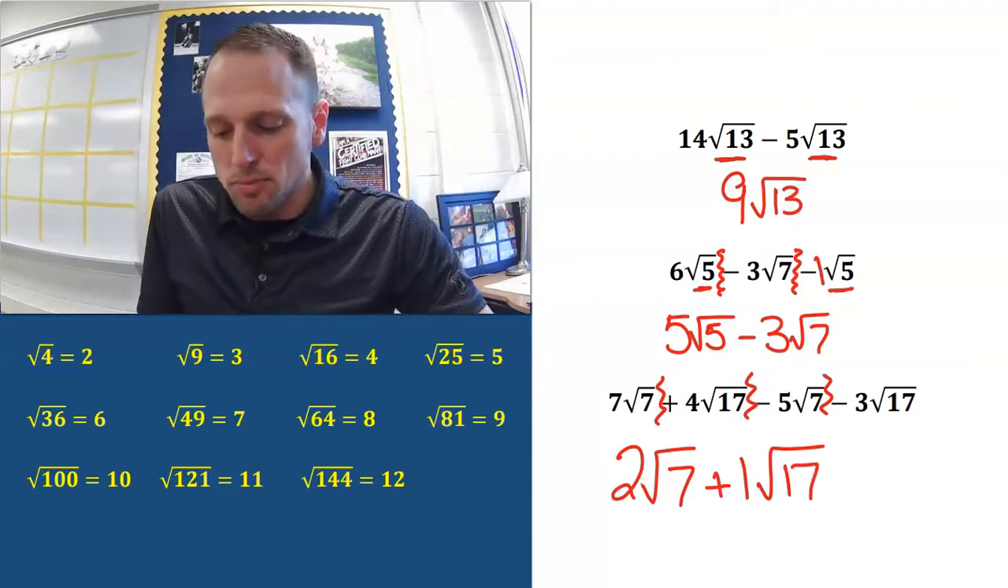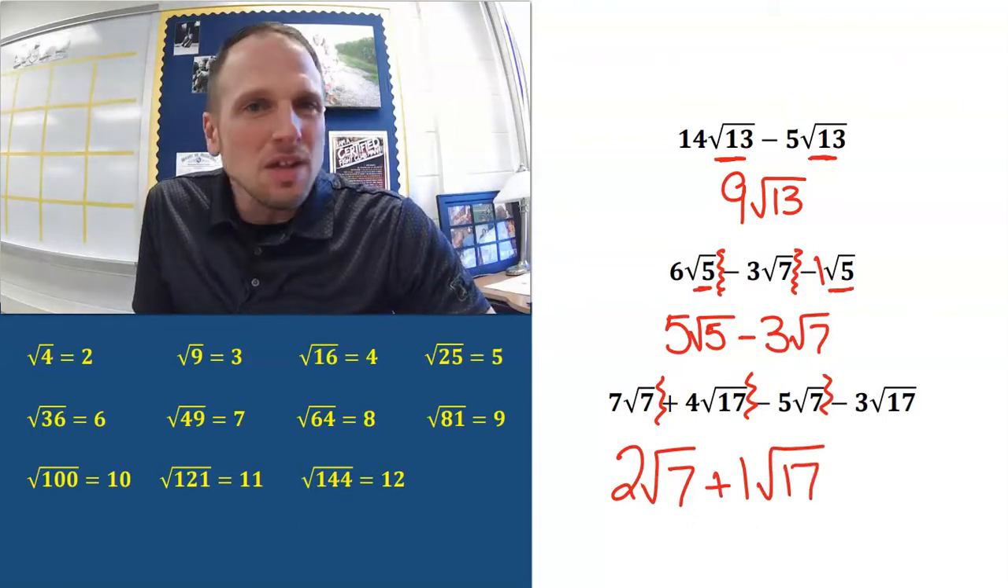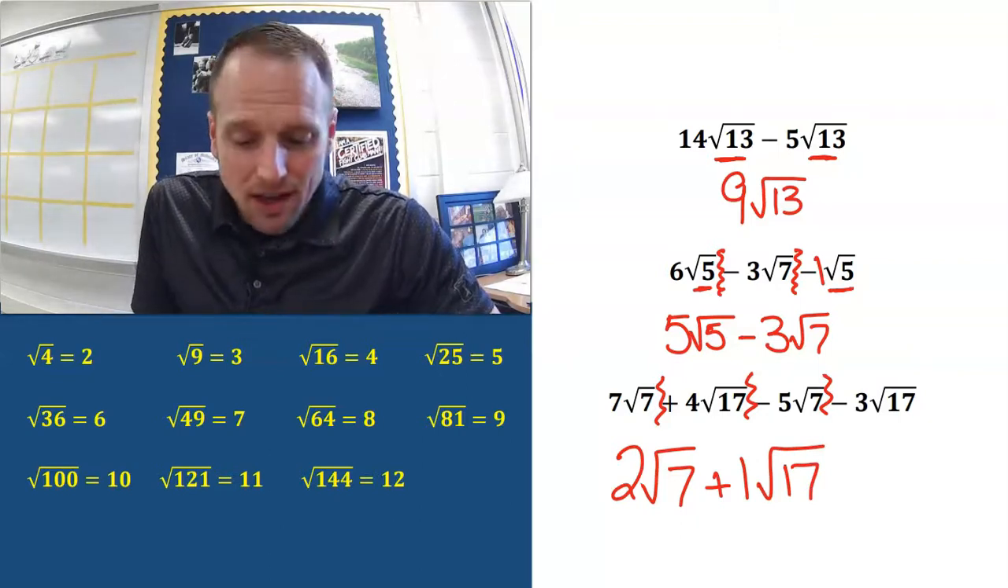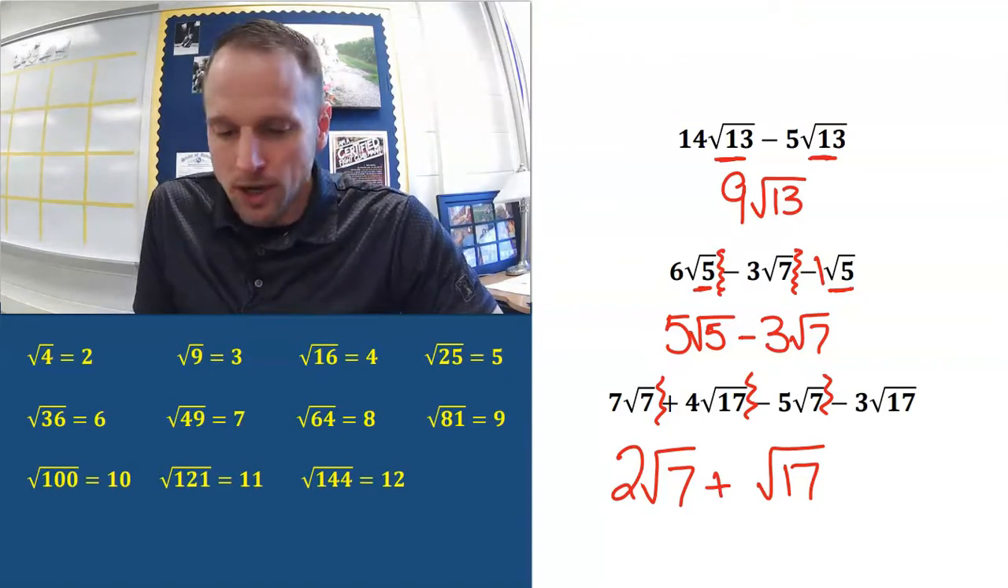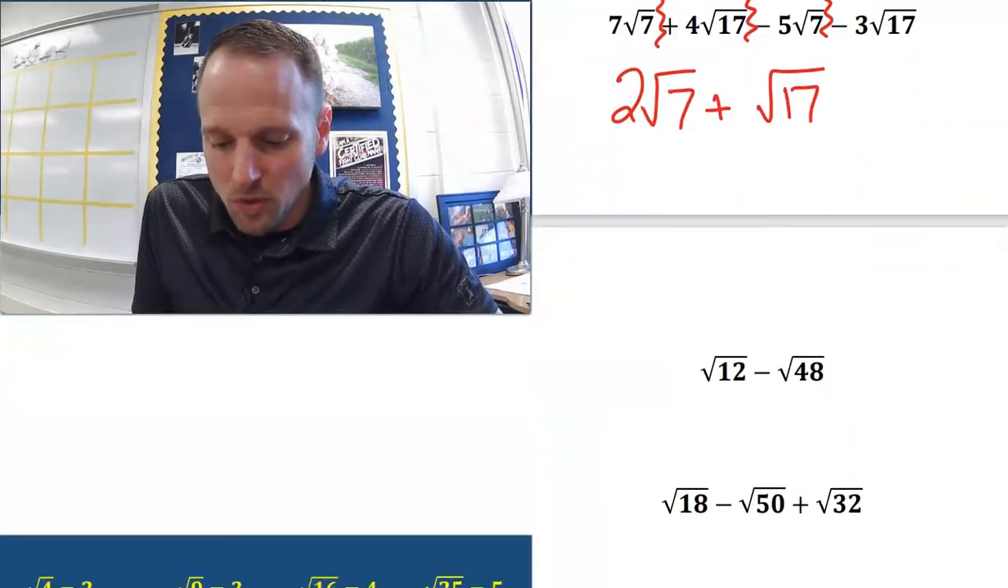So that's going to be our answer, but I bet you're saying, I think we can clean this up a little bit, and you're right. That 1 root 17, 1 times root 17 is just root 17. So we're done. We're finished with that. Let's move on.